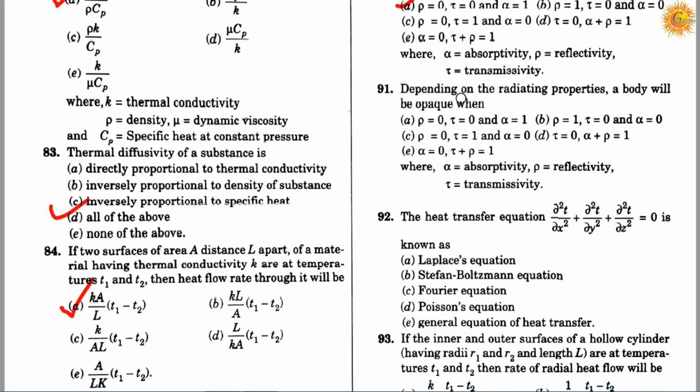Question number 91. Depending on the radiating properties, a body will be opaque when: option A, rho is equal to 0, tau is 0, alpha is 1. Option B, rho is 1, tau is equal to 0, alpha is 0. Option C, rho is equal to 0, tau is equal to 1, alpha is equal to 0. Option D, tau is equal to 0, alpha plus rho is 1. And option E, alpha is equal to 0 and tau plus rho is 1. So the correct answer is D. It will be tau is 0, alpha plus rho is 1.